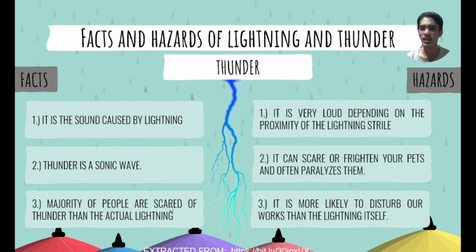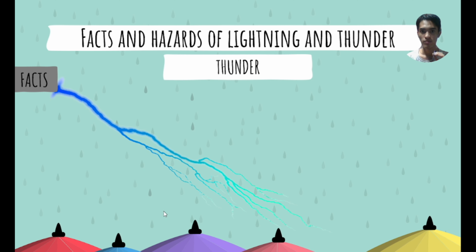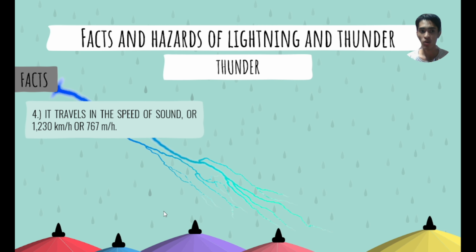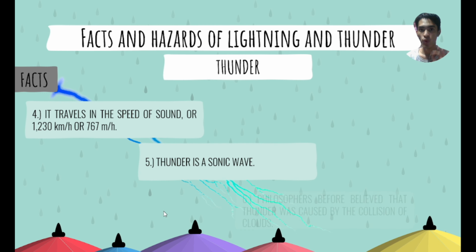Actually, the sound of thunder disturbs our lives and work more than the lightning itself, because lightning does not create as much stimulus as thunder to our psychological processes that causes us to react or be scared of it. And since thunder is sound, it travels at the speed of sound, about 1,230 kilometers per hour, or about 767 miles per hour. And thunder is a sonic wave.